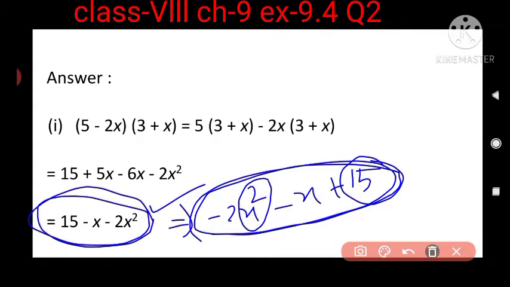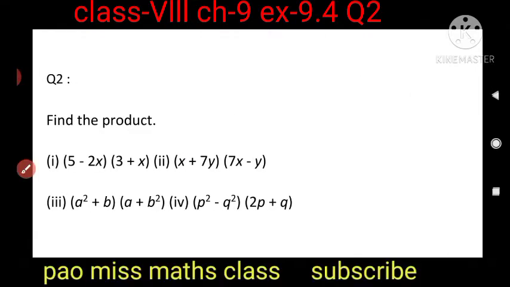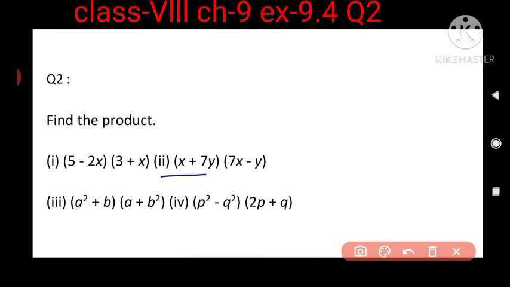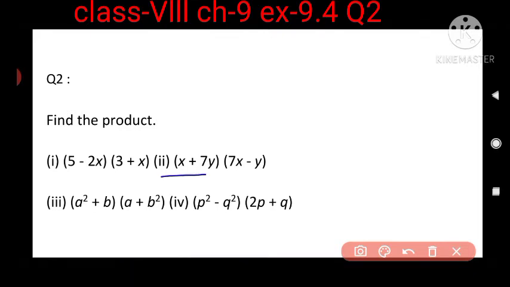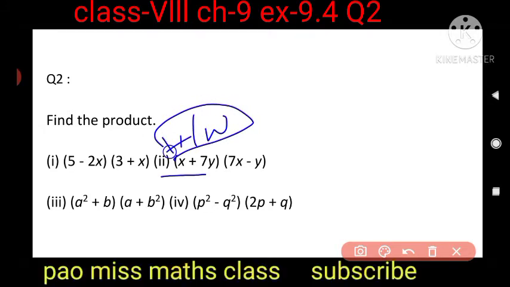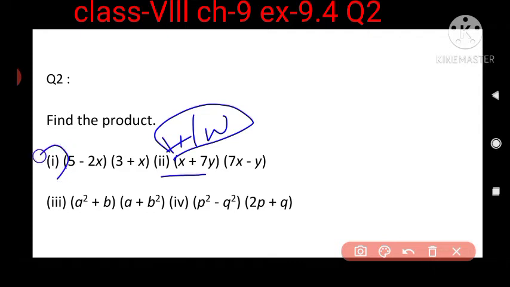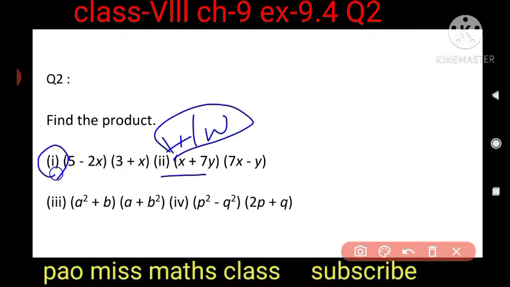Now come to the next question. Question number 2 is given what? x plus 7y multiplied with 7x minus y. This is the same. So I will keep this question as homework. You can try to solve this question by yourself, just looking at this question, it will be the same. Any doubt you can ask me.